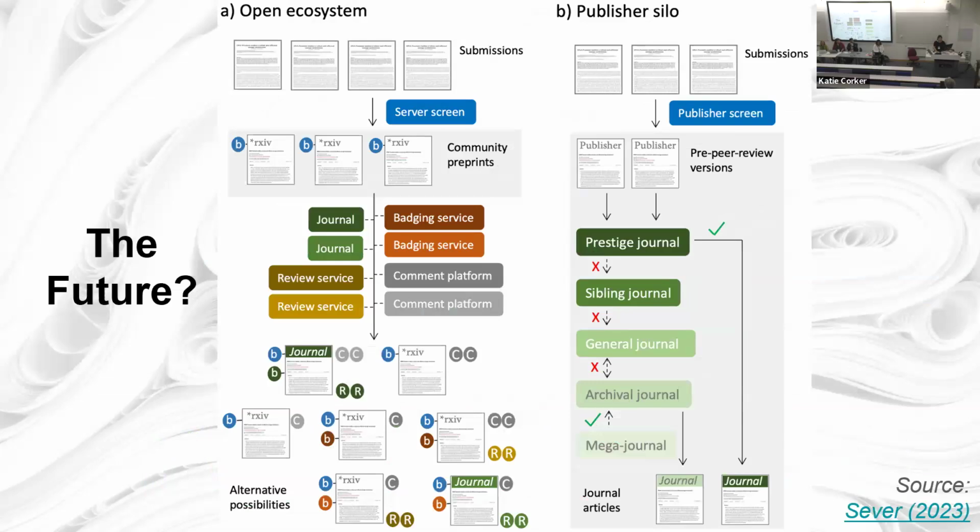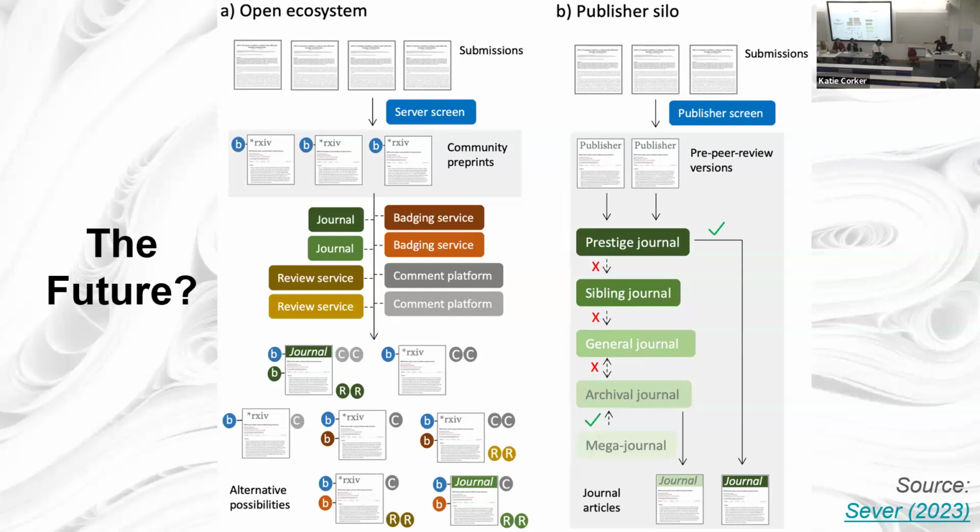So I've stolen a figure here from Richard Sever. This was published a couple of years ago, and he outlined two possible systems. Sorry, the Zoom thing at the top is kind of blocking it, but it says the open ecosystem and the publisher silo are the words at the top there.